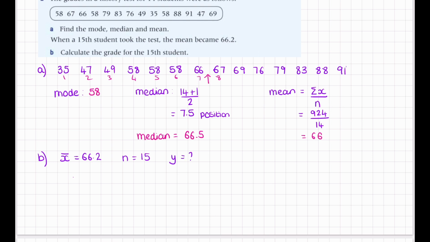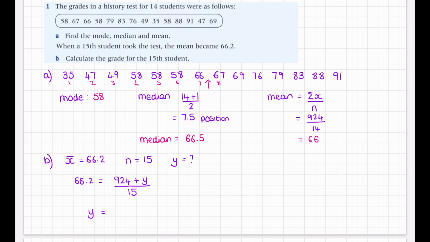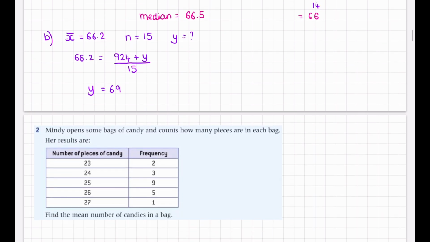So when we do all this together, put it into our mean formula and we'll have 66.2 equals, we want the sum of all our values. Now we already know the sum of the first 14 values is 924 from the last part, from part A, but we've got one more value that we're wanting to try and find, and that's our y, and that will tell us our full sum. Then we want to divide that by how many data points we've got, which is 15. And then from there, you can just solve that on your calculator, and we will find that this y value equals 69. So the 15th student will need to get a score of 69 for the mean to become 66.2. Okay, next question.